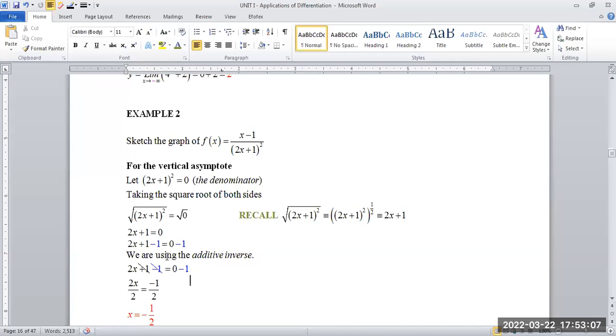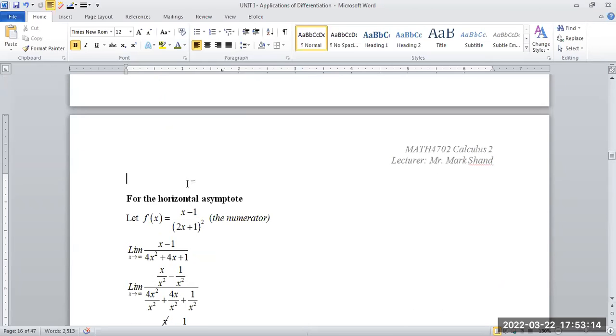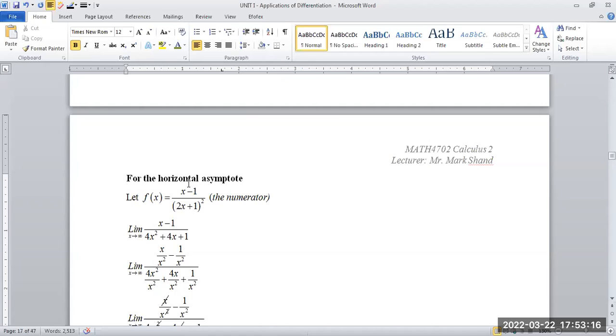So what is happening here now? We're finding the horizontal asymptote. So what we're going to be doing here is finding the limit of the function.